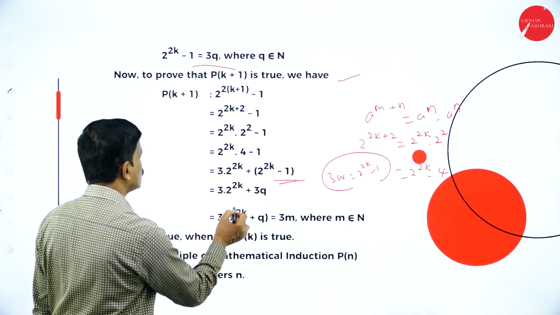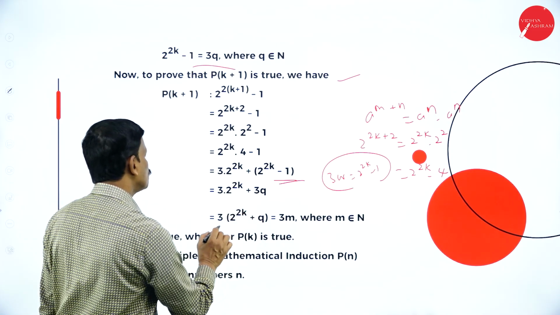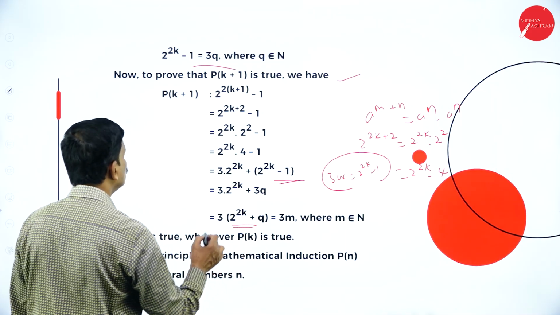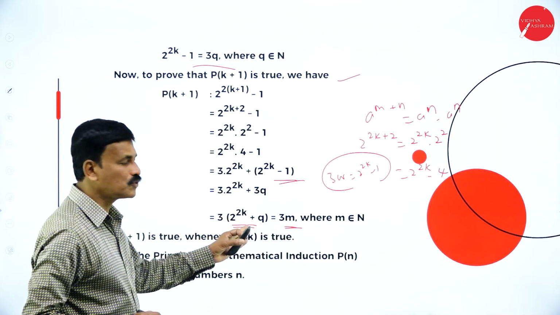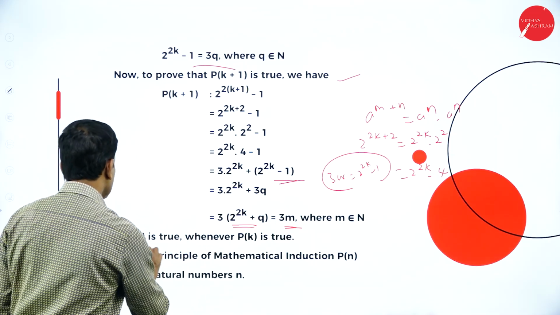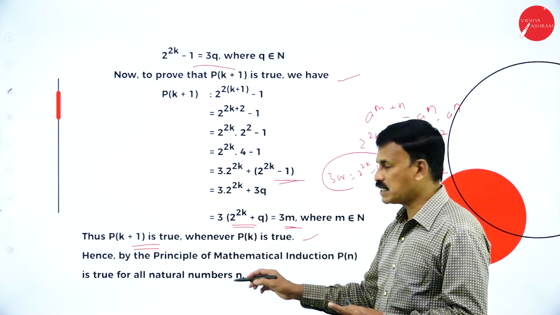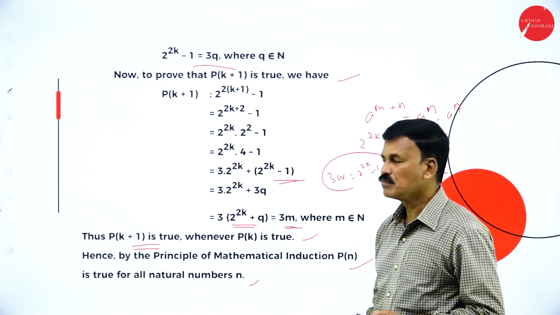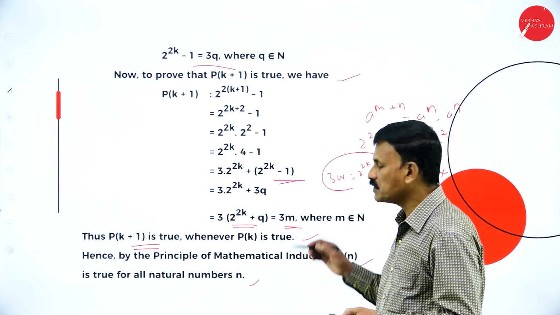If you take 3 out, then this can be written as 3 into 2 to the power of 2k plus q, which is equal to 3m, where m is equal to 2 to the power of 2k plus q, and m belongs to the integers. Therefore this implies that p of k plus 1 is true whenever p of k is true. Hence, by the principle of mathematical induction, p of n is true for all n.